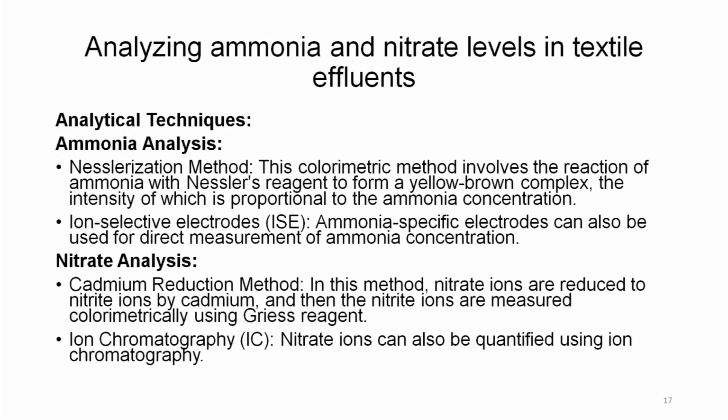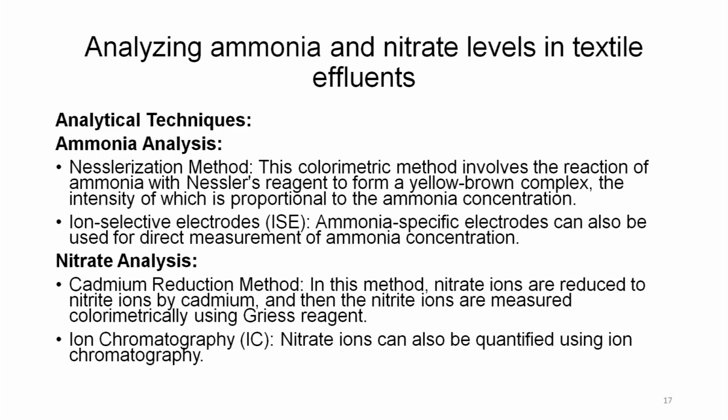Ammonia analysis. Nesslerization method. This colorimetric method involves the reaction of ammonia with Nessler's reagent to form a yellow-brown complex, the intensity of which is proportional to the ammonia concentration. Ion selective electrode, ISE. Ammonia specific electrodes can also be used for direct measurements of ammonia concentration.